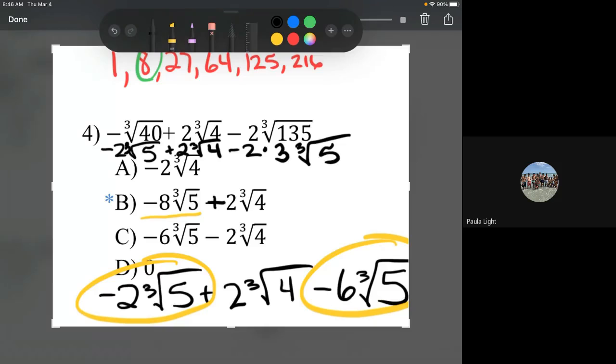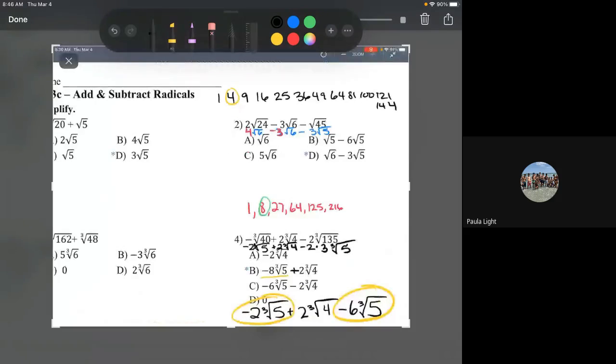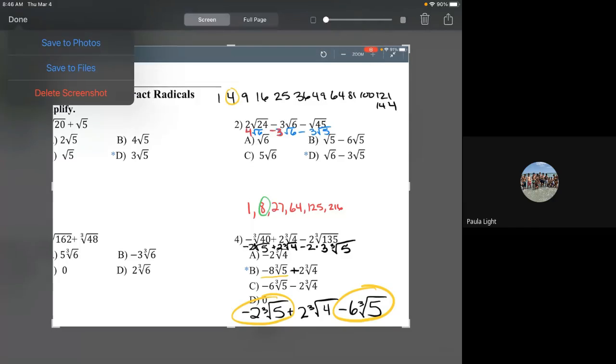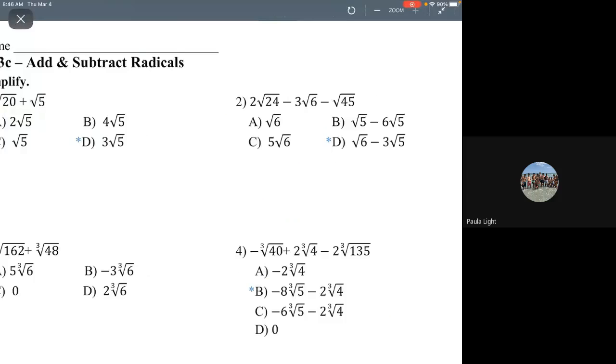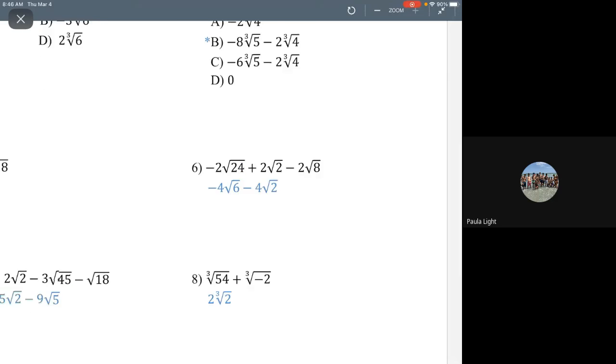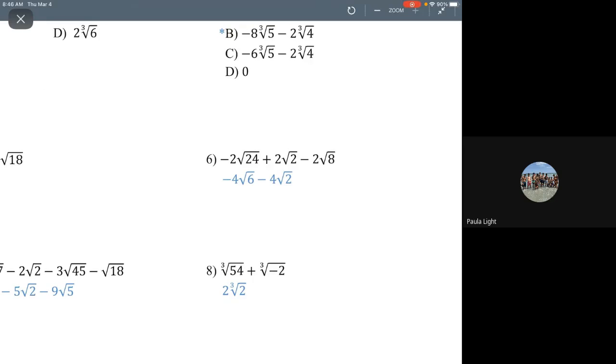Number 6 on your worksheet. This is the answer that they got. We need to verify that.